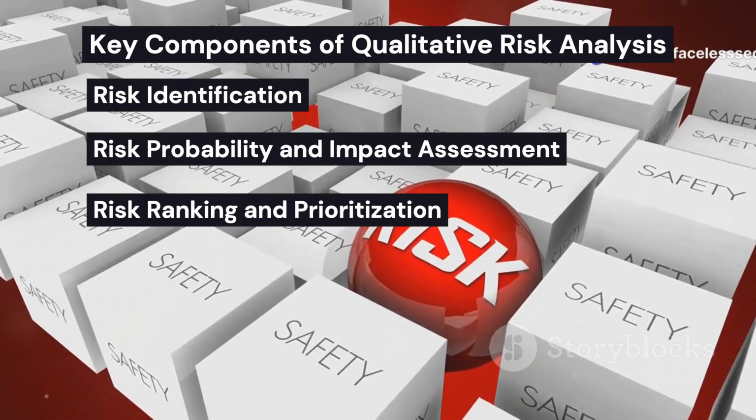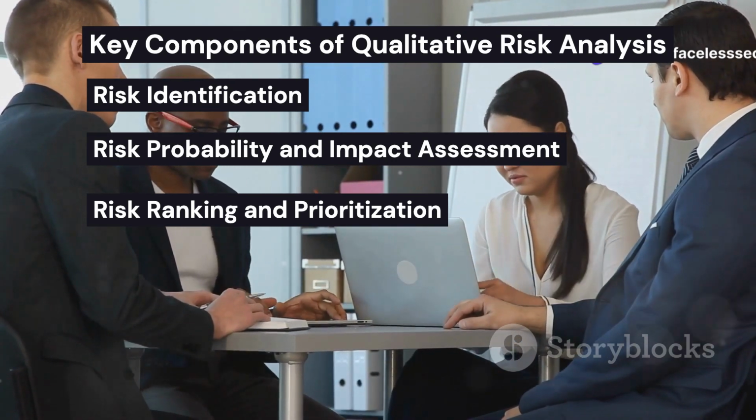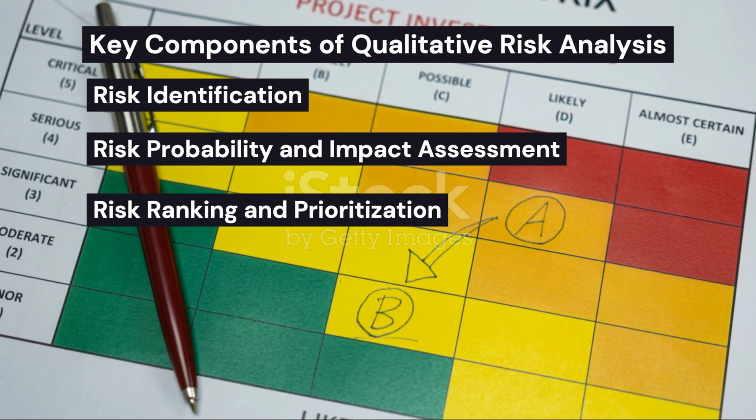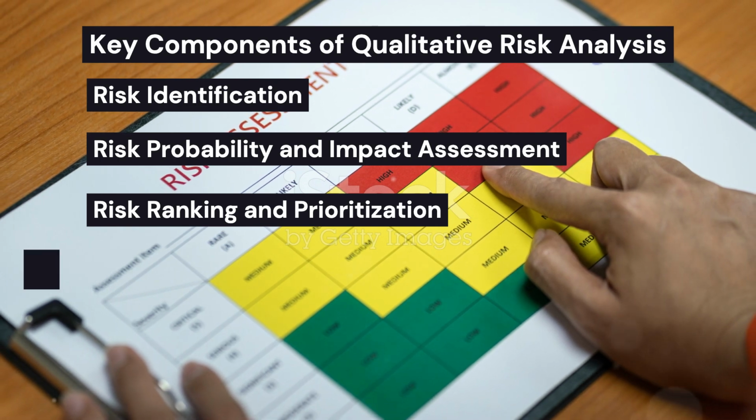Risk ranking and prioritization. Rank the risks based on their assessed probability and impact to prioritize them for further action. This helps focus resources on the most significant risks.